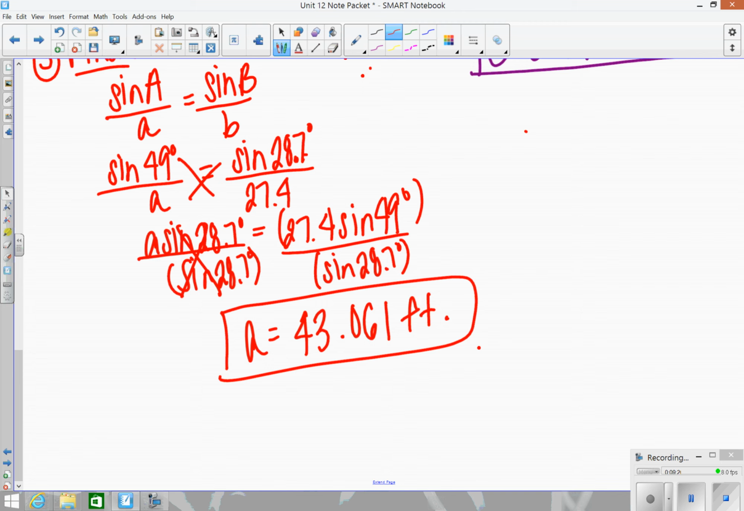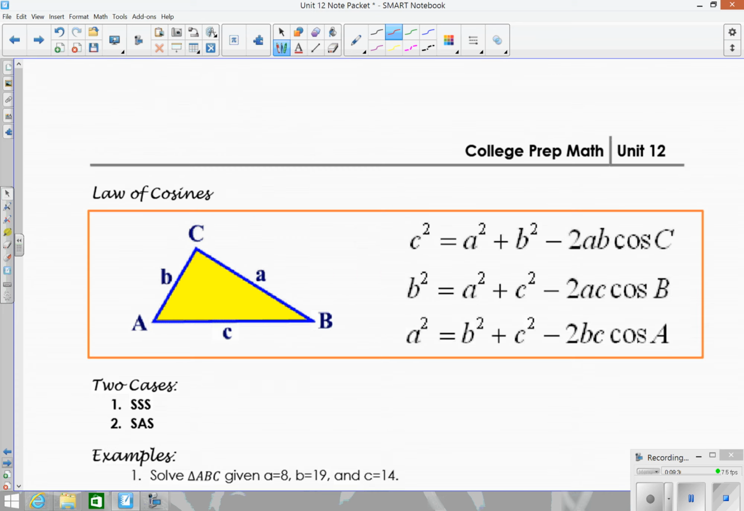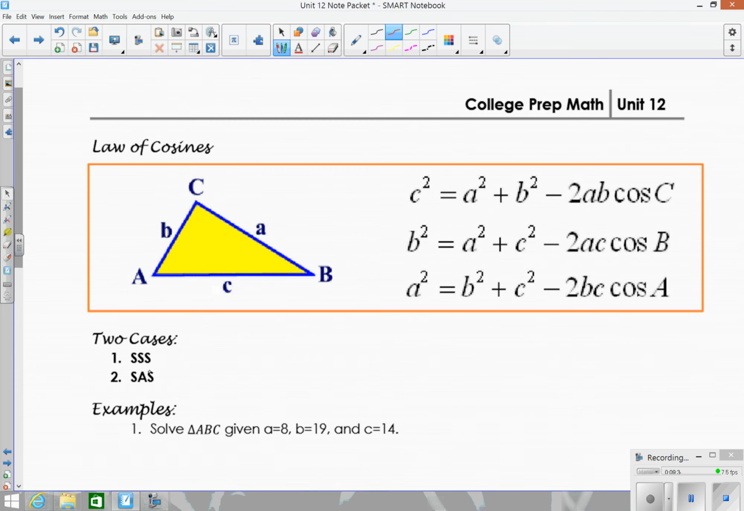So the next thing we're going to look at after this is law of cosines, which again is used to find a missing side or angle of a triangle, given the fact that you have a triangle that's not a right triangle. In order to use law of cosines, we have 2 cases. Either you're given side, side, side, or you're given side, angle, side. So we have both law of sines and law of cosines because they work for different situations.